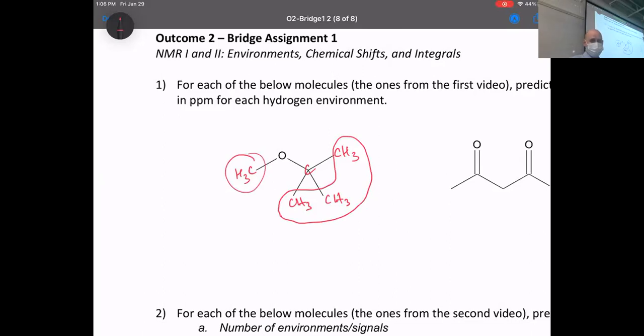So this is a CH3, but this CH3 is next to an O. All of these three CH3s are next to the exact same carbon. So this one is different from these. This would be environment A, and this is environment B.